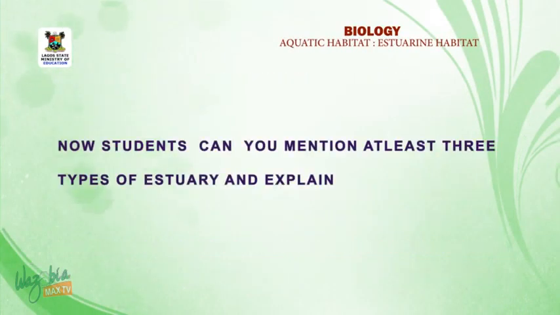Now students, can you mention at least 3 types of estuarine and explain?